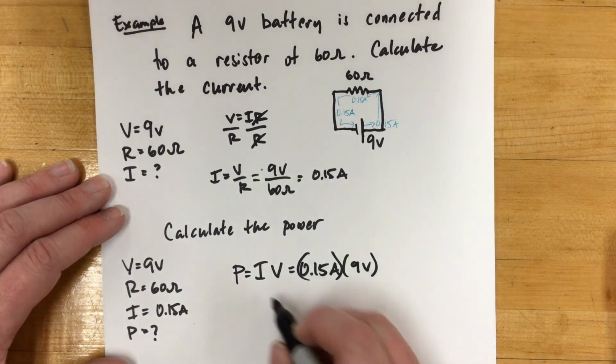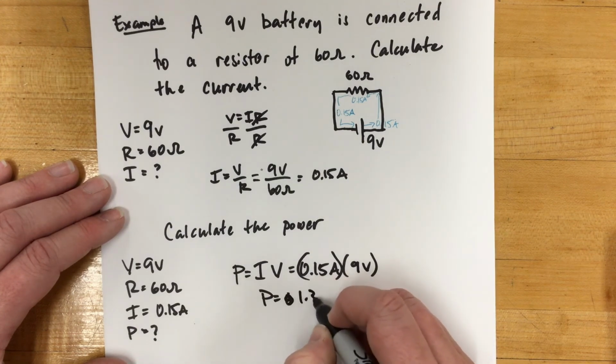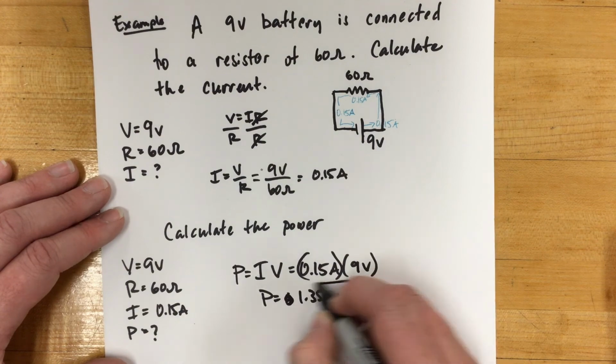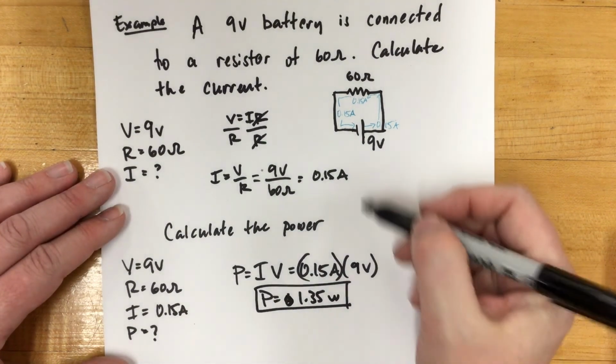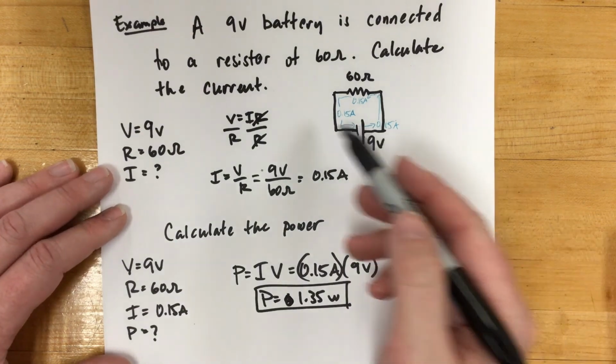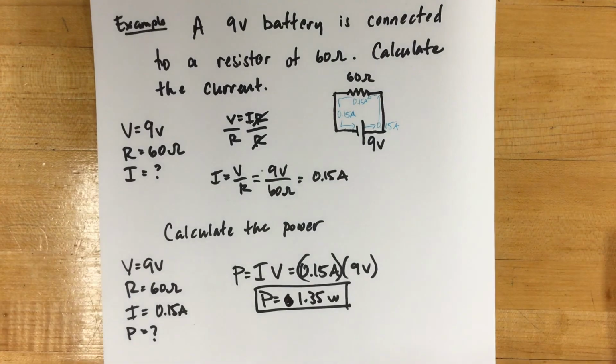And when we calculate those together, we get our power is 1.35 watts. So not a lot of power coming out of this one, but that's the process that you're going through. Frequently, you'll have enough information to solve for something using one equation and then solve for something using another equation.